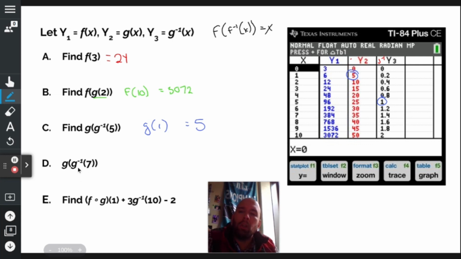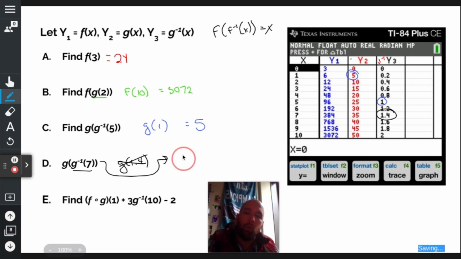If you were to find out what the g inverse of 7 is, you're going to find out that it's 1.4. So trying to find out what g of 1.4 is, is impossible for this problem. However, you know that the function of its inverse is going to be the number that you plug in. So I can bypass all of this, because this guy right here is impossible, and say that the answer is 7 anyway, based off of that rule right there. How exciting.